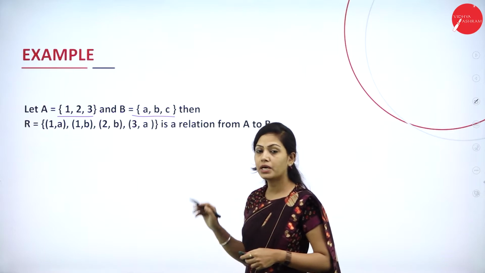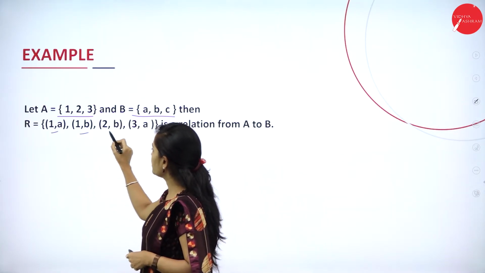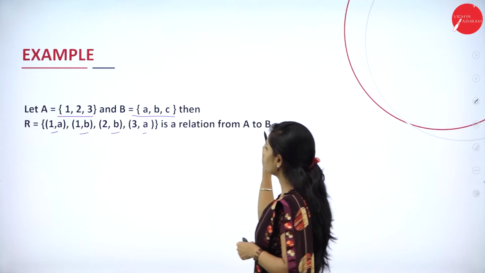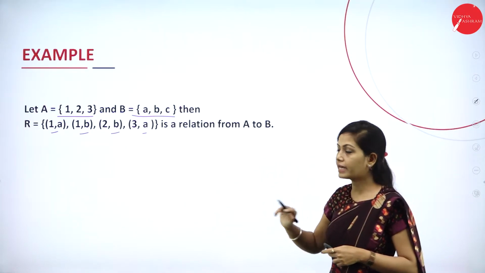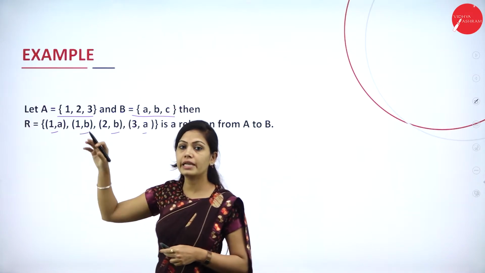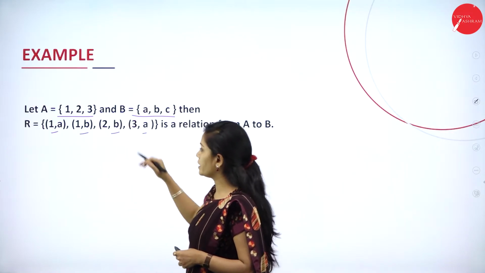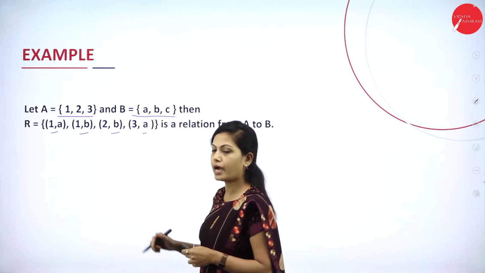Another example for relation: A is equal to {1, 2, 3}, B is equal to {A, B, C}. Then they have given the relation R is equal to {1A, 1B, 2B, 3A}, a relation from A to B. Exactly, it is a relation from A to B. They have mentioned the relation of the given sets: 1A, 1B, 2B and 3A. How to represent this using an arrow diagram?